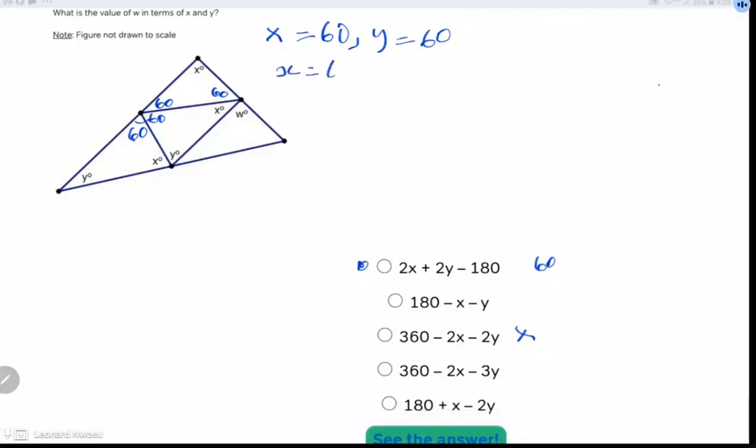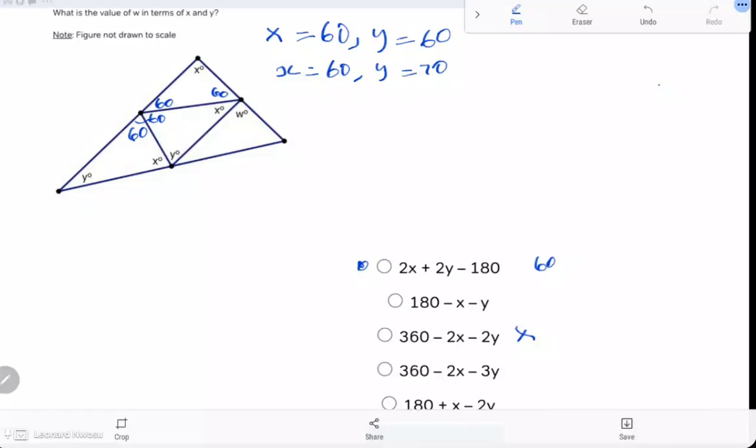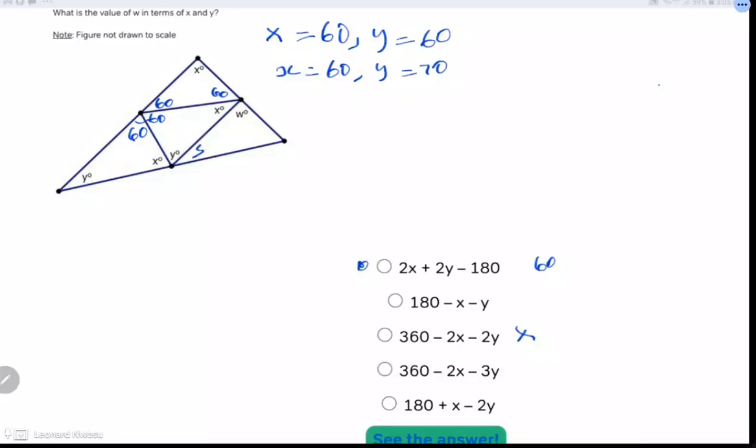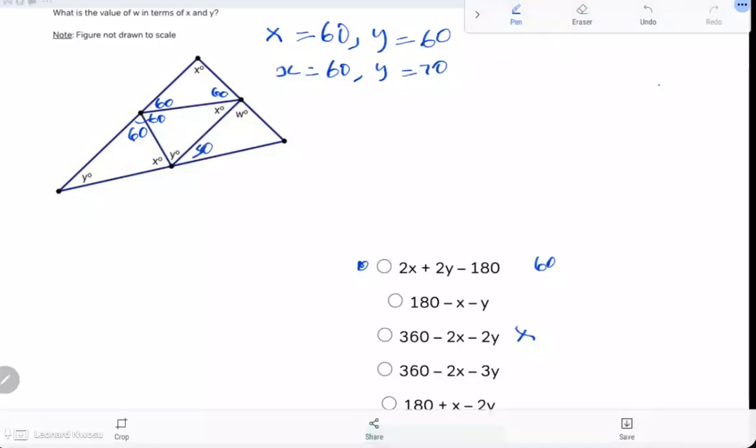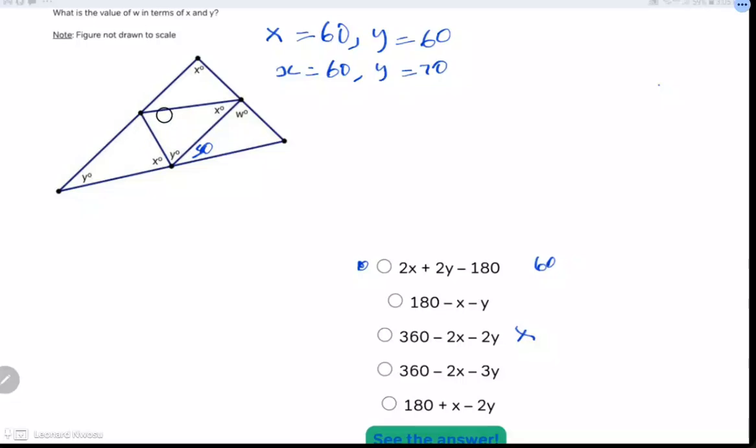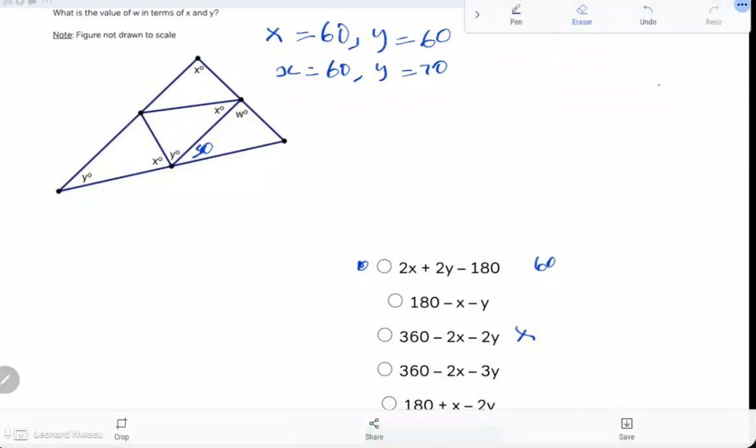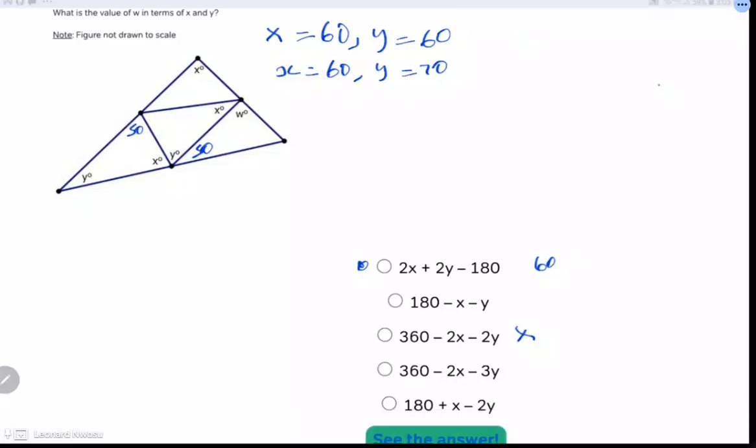s equals 60 and y equals 70. If s equals 60, y equals 70, so here is 50. That place is now 50. Let's get rid of all this. Here is also 50. Remember s and y, so here is also 50.